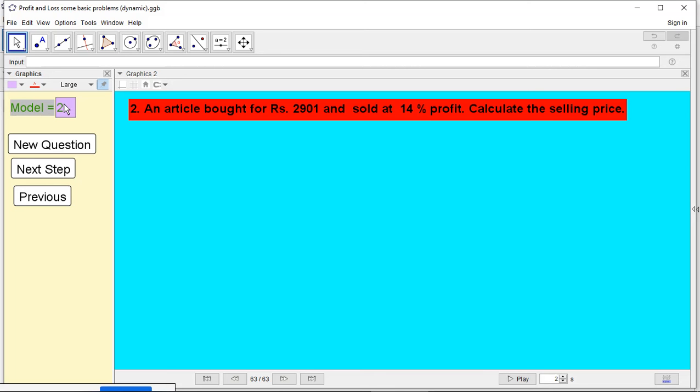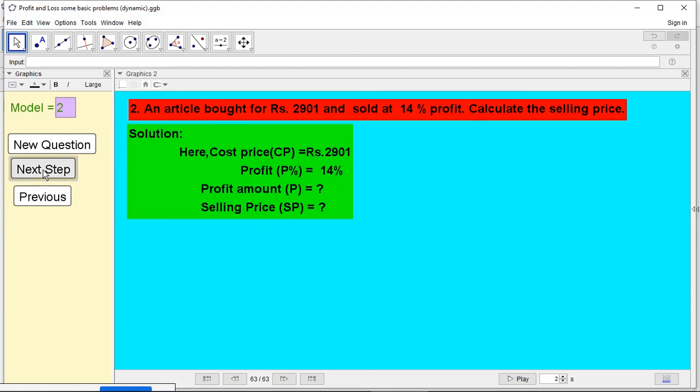An article bought for Rs. 2901, sold at 14% profit. Calculate the selling price. Now calculate the selling price, dear students. Yes, I have shown this step. 3307.14. Shri Sas, Sanskriti, Manyata, Vidhan. Let me check. I'm waiting for more responses.